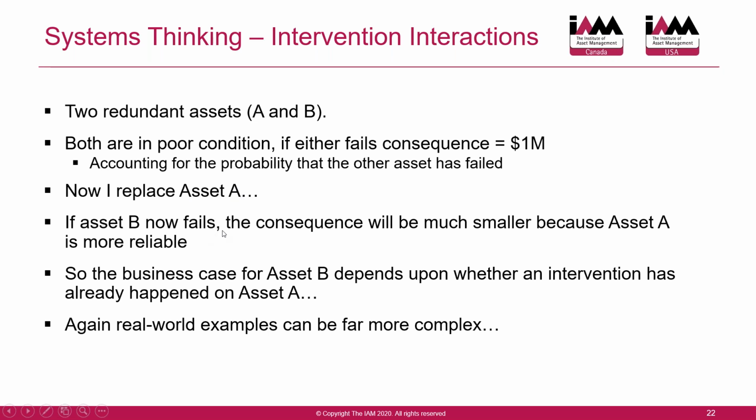But if asset B now fails, after replacing asset A, the consequence isn't $1 million anymore, because asset A is now a brand new asset. It's much more reliable, and it's much less likely that when B fails, A will have also failed. So the business case for asset B depends upon whether an intervention has already happened on asset A. And again, I've discussed this in the context of just 2 assets, but as we talk about a full network of assets, the dependencies become very complex.